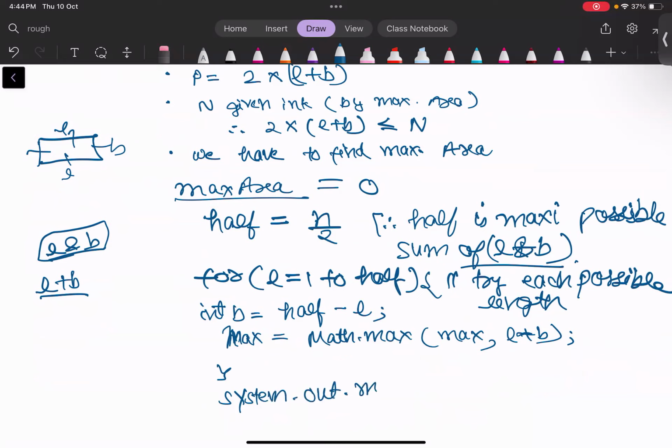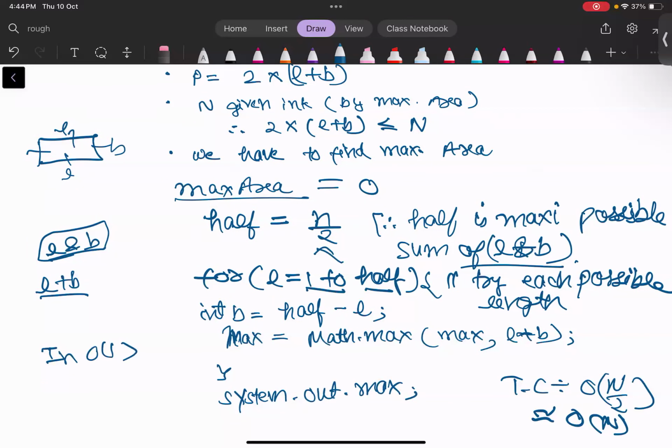the maximum area. Now, this approach will take time complexity of O(n by 2) because we run this loop from 1 to half, where half is N by 2. So it takes O(n by 2), which generally converts to O(n). But now we can do this in a single step, in time complexity O(1). How can we approach it?